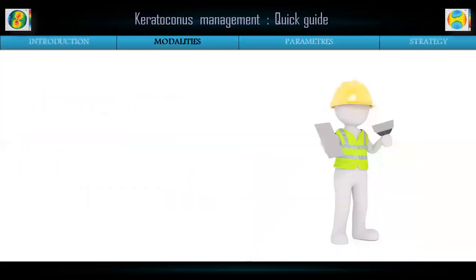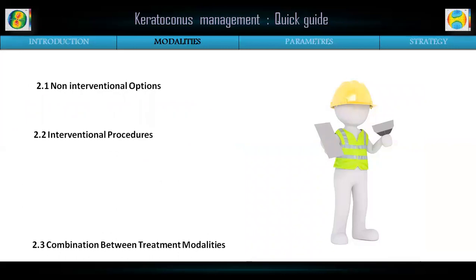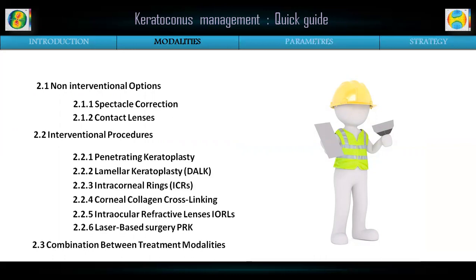For the modalities, we have two options: the non-interventional options and the surgical procedures. We also have a combination of these two options. For the non-interventional, we have spectacle correction and contact lenses. For the surgical procedures, we have penetrating keratoplasty, lamellar keratoplasty, intracorneal rings, cross-linking, or intraocular refractive lenses. And last is laser-based surgery like PRK.